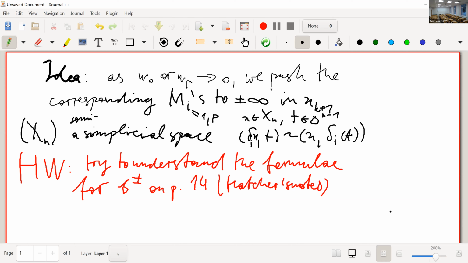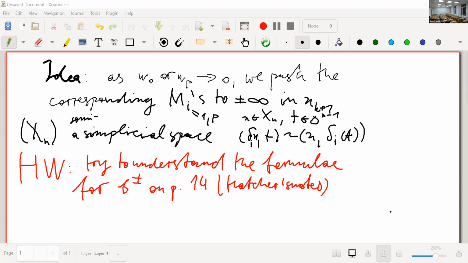I don't want to stop in the middle of the proof, so let's have a break now, and then prove something about this map later. Well, let's try to continue.